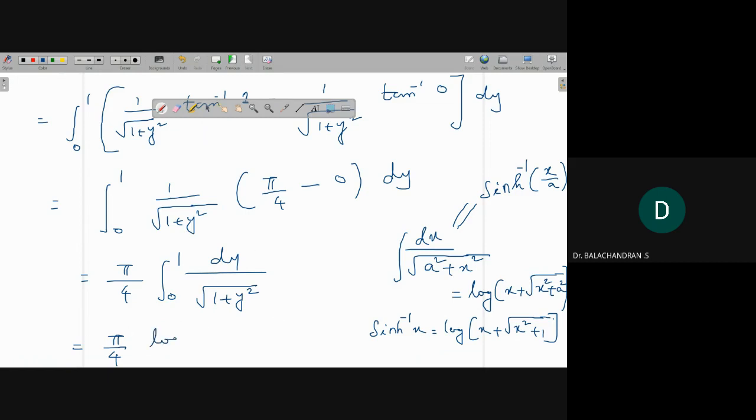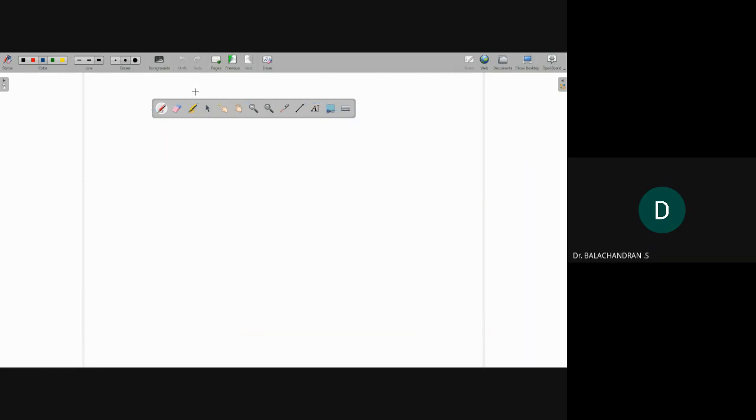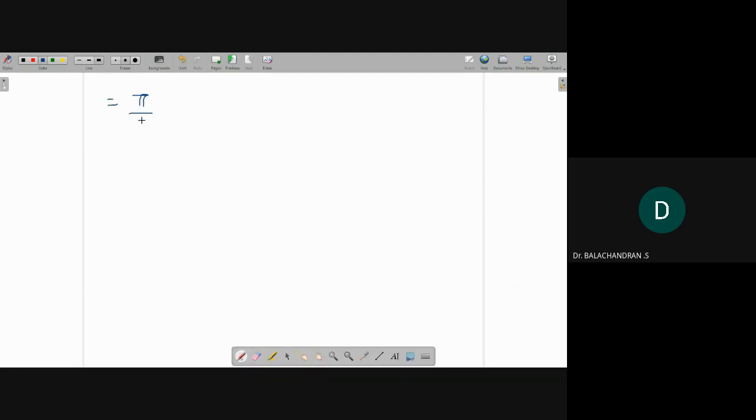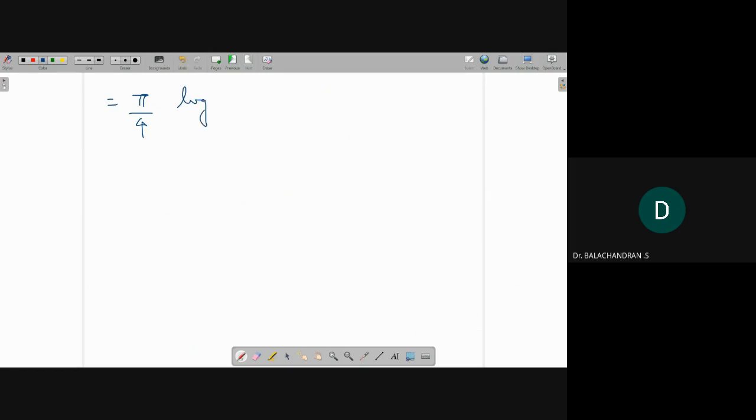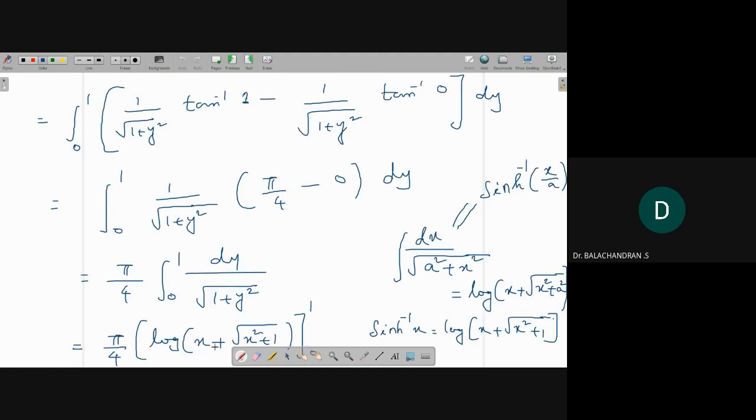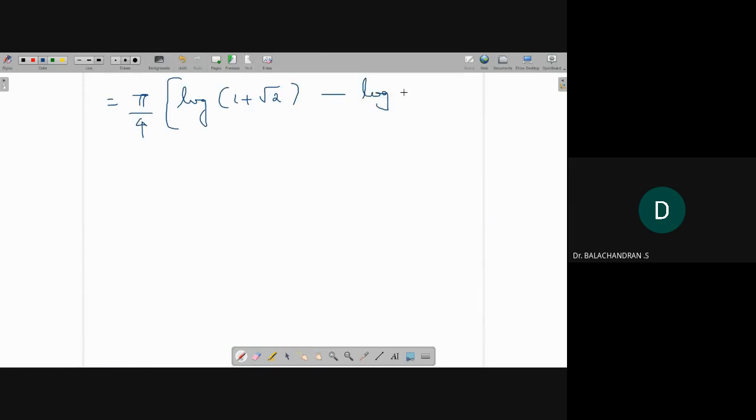So this is nothing but log of x plus root of x square plus 1. Limit is from 0 to 1. If you substitute the upper limit, you will get pi by 4 log of 1 plus root 2, minus the lower limit log of 0 plus 0 plus 1, so log 1. Log 1 is 0. The final answer is pi by 4 log of 1 plus root 2. So this is the final answer.